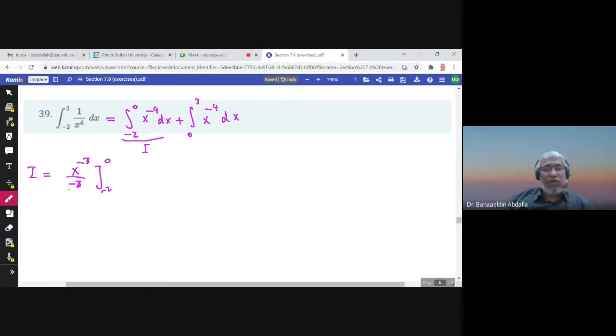Of course, I cannot do it like this because when I replace x by 0, I will have something not defined. So you cannot do it like this. We have to write it as a limit, because the function is not continuous at 0. When t approaches 0, and we write it from -2 to t. We will approach 0 from the left, because the function is -2 to 0 of x to the power -4 dx.